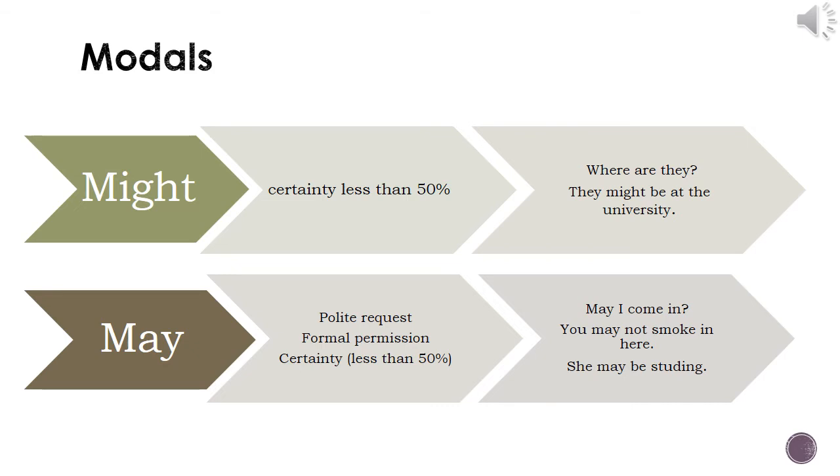On the other hand, may, we use it for polite requests, for formal permission, and certainly less than 50% possibility that something will happen. For example, may I come in? ¿Puedo pasar? This is a polite request. You may not smoke in here. Formal permission. Usted no debería de fumar aquí. She may be studying. There is a possibility that she may be studying. Ella podría estar estudiando.